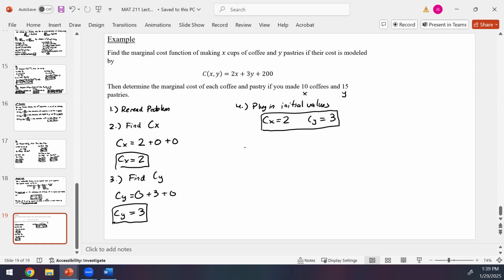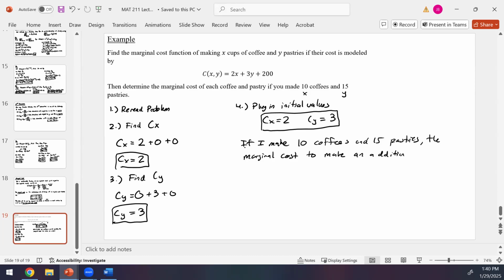But fundamentally, the answer is this, and we would say, if I make 10 coffees and 15 pastries, the marginal cost to make an additional coffee is $2 and $3 for an additional pastry.